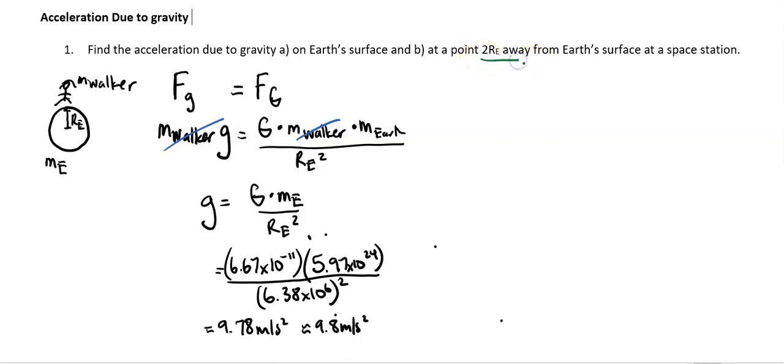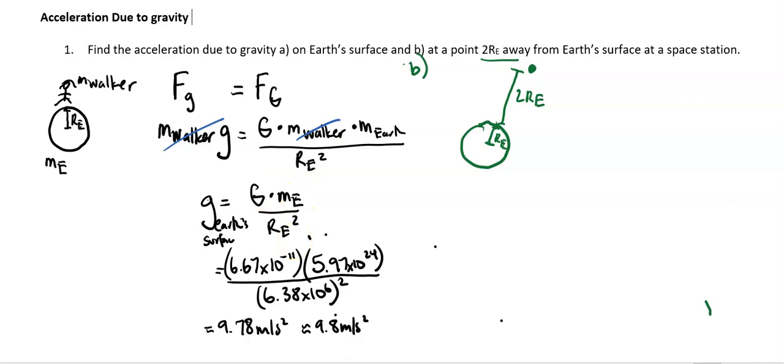We're trying to find g at a point 2RE away from our surface. So I'm going to draw it out. Again, now we're looking at B. So we are 2RE all the way up here, and the center of the Earth is RE. Okay, and I'm going to go back to our previous work. This little g that I just found is g on Earth's surface, because that is big G, mass of Earth divided by radius of Earth squared.